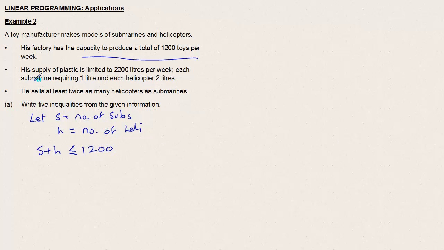Now for the second one, the supply of plastic is limited to 2,200 litres per week. A sub requires 1, helicopter requires 2, so he's going to use 1 litre for every sub, so S litres if he produces S subs. But each helicopter requires 2 litres, so if he produces H helicopters, that's going to take 2H litres, 2 for each one. So that's got to be less than or equal to 2,200.